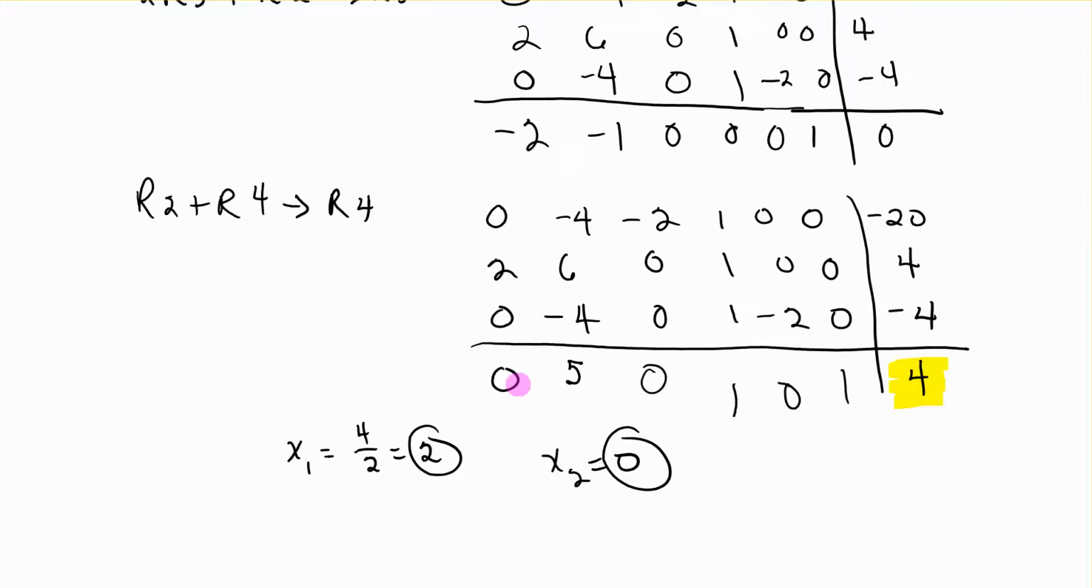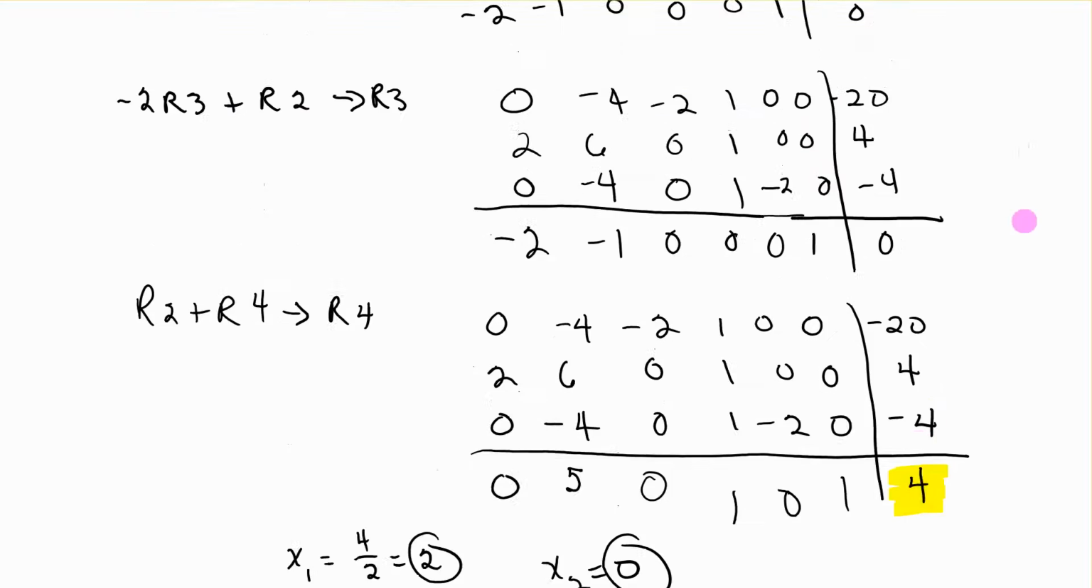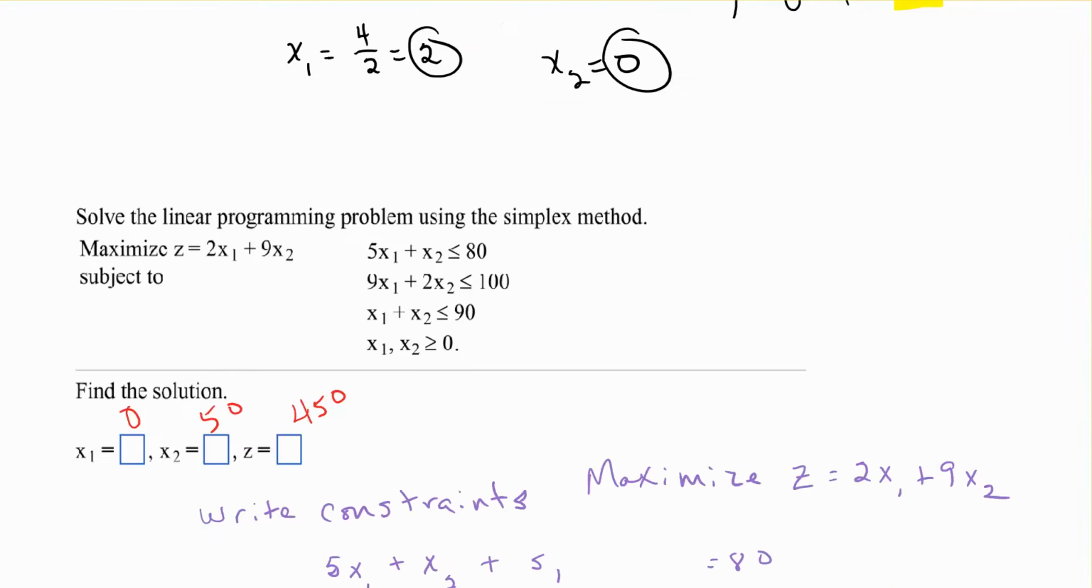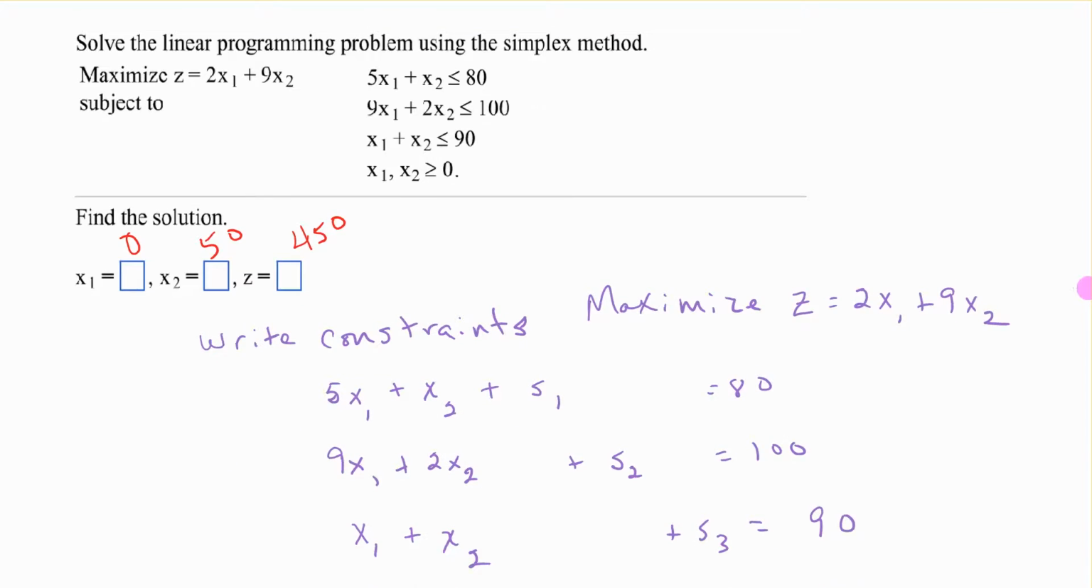Once I've got that, then in my x1 column, I have 4 divided by 2, so x1 is 2, x2 is 0, my max is 4, so let's see what they asked. Yes, the max is 4, x1 is 2, x2 is 0. All right.